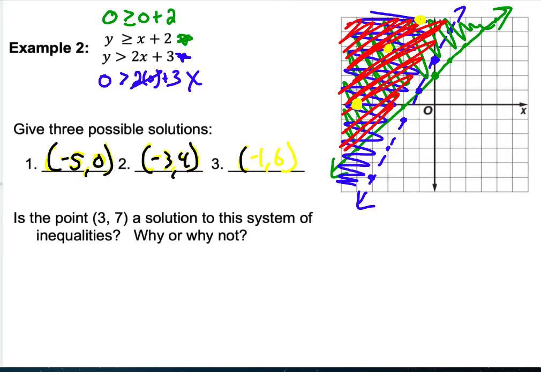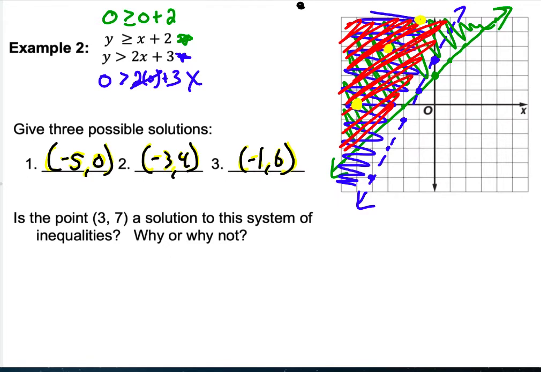Now, I don't have to choose ones that are on my actual graph. I just have to choose anything that would be on that side. So I could do a -10, 10. That's going to be way up over here, but clearly that would be in that shaded region. So we're not limited to just the ones within the coordinate grid we can see, as long as we know it's going to fall within that range if the graph were bigger.